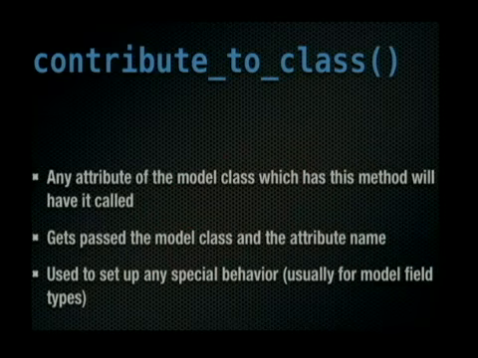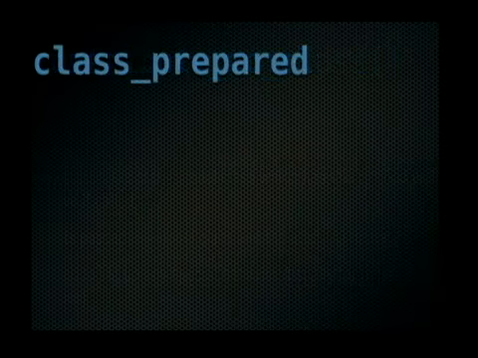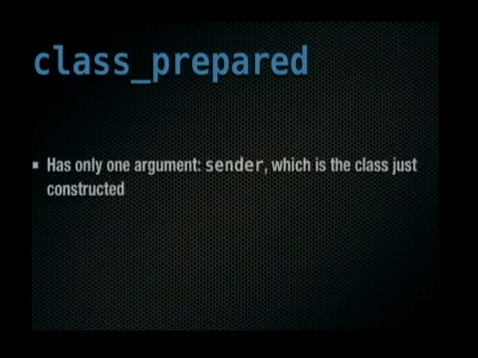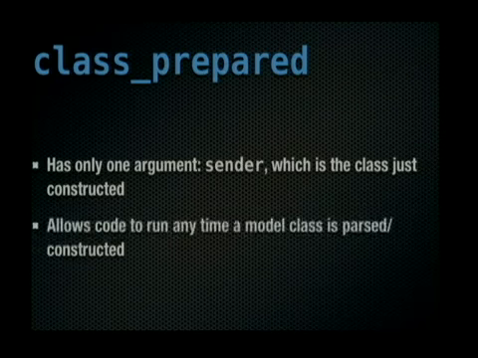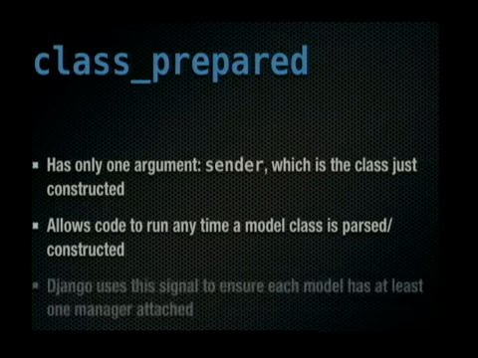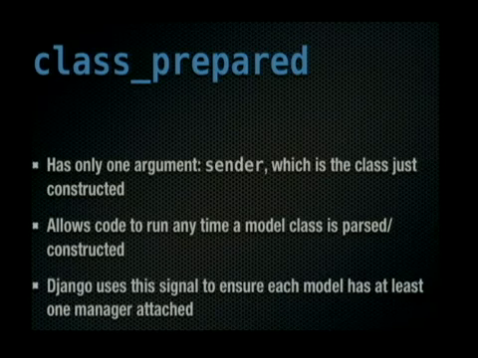Mostly this adds special query methods based on model types. The class prepared signal has only one argument, if you want to listen to that. That argument is sender, which is the class that we just prepared. Django actually uses this. This is the method that makes sure you have a manager. We run through the entire metaclass. We run through all the contribute to class methods. We've finished building the class. Then we send this signal, and Django says, hey, do you have a manager yet? If you don't have a manager by that point, that's when we create one, call it objects, and stick it on your model.